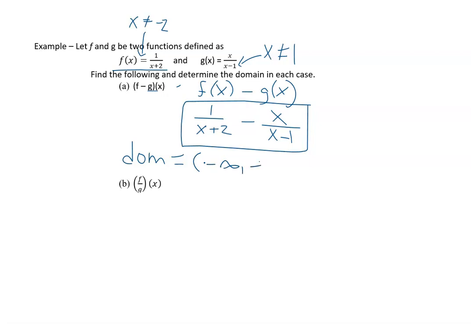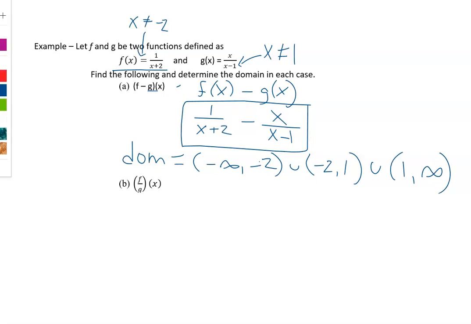Because remember, our definition said that we're only looking for the x values that occur in both of the original domains. So since -2 doesn't occur in one of them and 1 does not occur in the other, we have to exclude both of those from the domain of our difference.